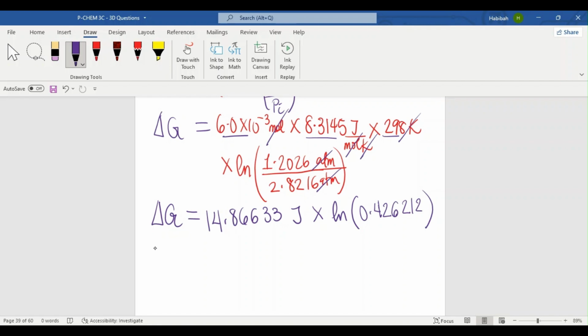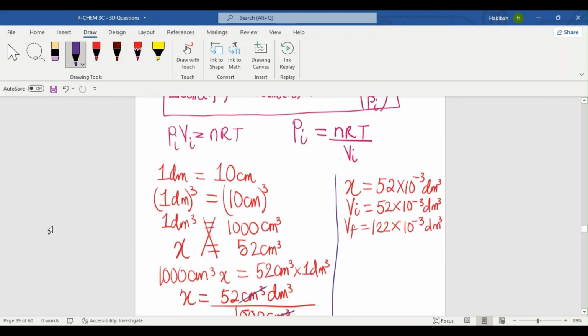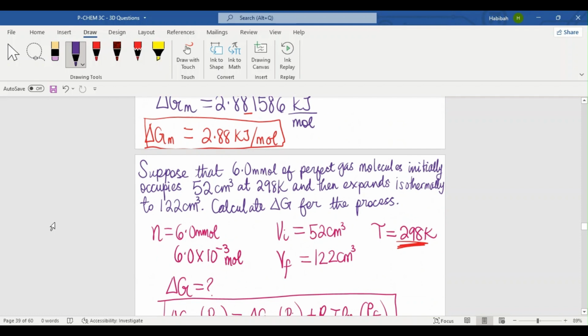When you multiply them together, you end up with negative 12.6783 joules. That's basically the answer to this question. But then again, we are chemists and we need to make sure we put in the proper number of sig figs. So we have to go back to our questions to see how many significant figures is the lowest. When we look at our values, we're going to see the lowest number of sig figs and we're going to go with that.